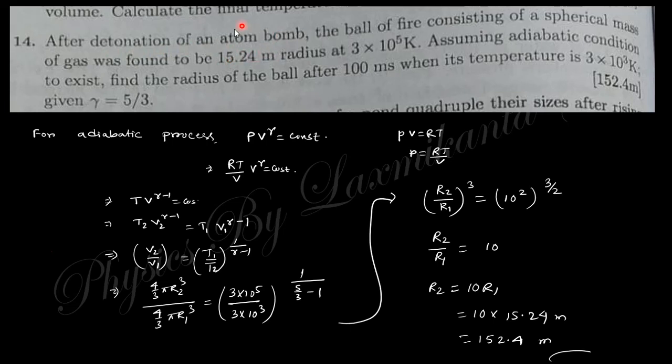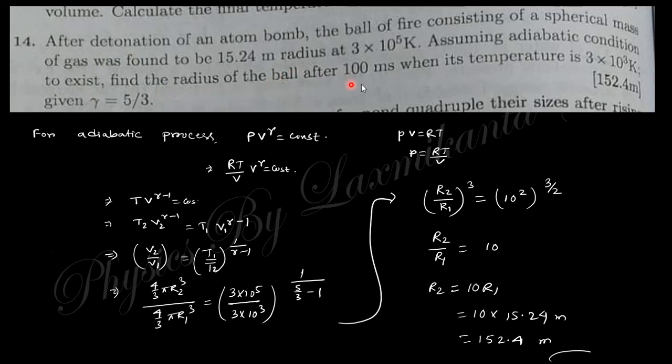detonation of an atom bomb, that means when the atom bomb is blasted, the ball of fire consists of a spherical mass of gas found to be this. So when this bomb is blasted, this makes a spherical ball of gas whose radius is like that and temperature is this. Assuming this is an adiabatic condition, because this is a very fast process, you can take this as an adiabatic process. You know, an isothermal process is very slow, and an adiabatic process is very fast. Since this is a very fast process, you can take this as an adiabatic process, right?